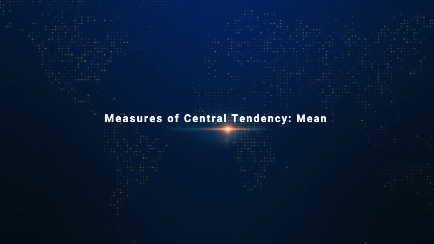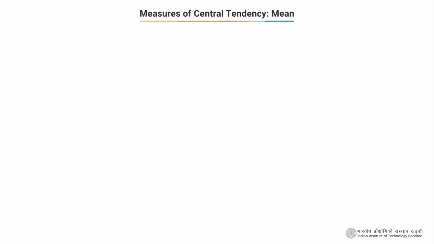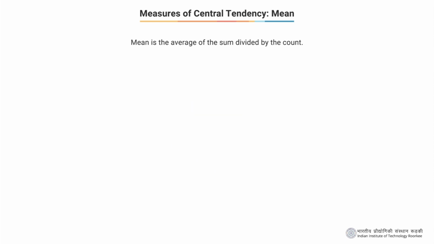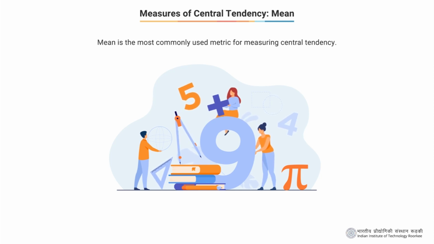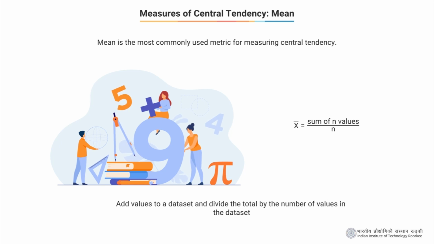In this video, we'll start with an important measure of central tendency, that is mean. Mean is defined as an average which is the sum divided by count. The arithmetic mean, that is everyday usage, the mean is the most common measure of central tendency. To calculate a mean, sum the values in a set of data and then divide that sum by the number of values in the dataset.